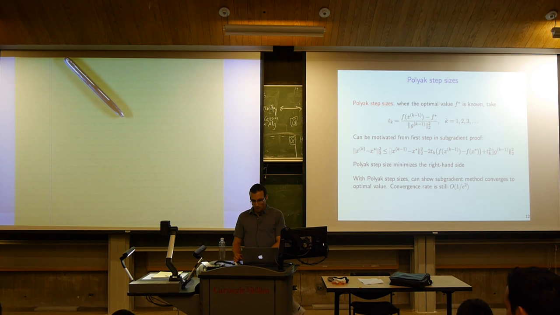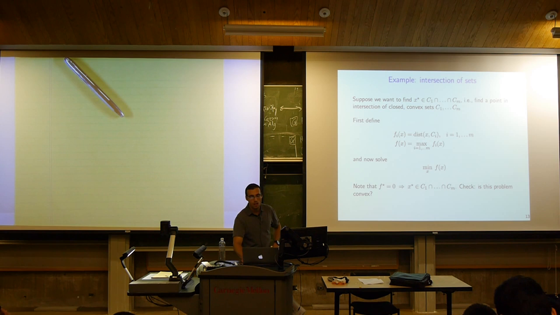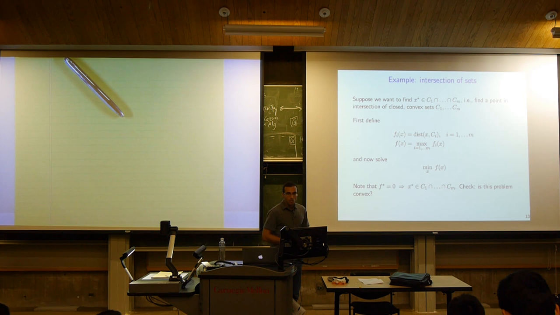OK. So let's look at an example in which these Polyak step sizes are useful. It's a pretty simple problem, kind of a classic problem. The problem is that you're given a collection of closed convex sets, let's call them C1 through CM, and I want to find a point in their intersection. Let's call that point x star.